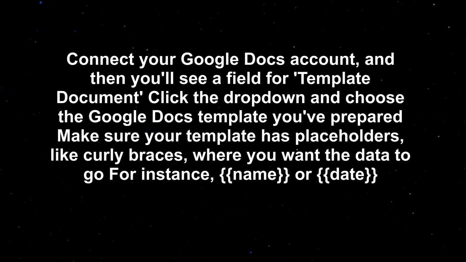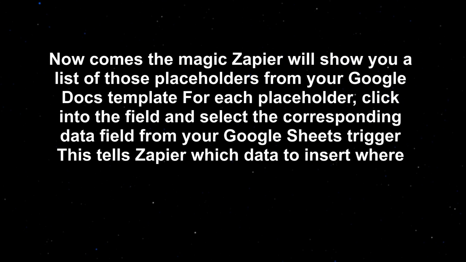Make sure your template has placeholders, like curly braces, where you want the data to go, for instance, name or date. Now comes the magic. Zapier will show you a list of those placeholders from your Google Docs template. For each placeholder, click into the field and select the corresponding data field from your Google Sheets trigger. This tells Zapier which data to insert where.